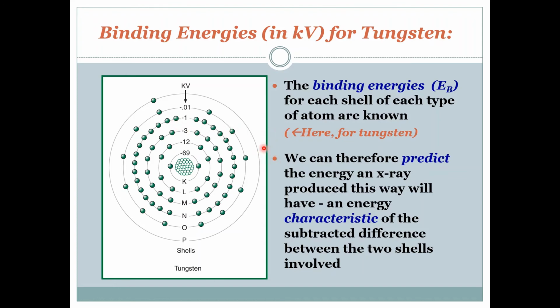Because we know the energy levels of each shell for each material, and we know the material we're using, we can predict the energy that an X-ray produced in this way will have. We can say that the X-ray produced is characteristic of the target material. It's characteristic of the subtracted difference between the two shells involved.